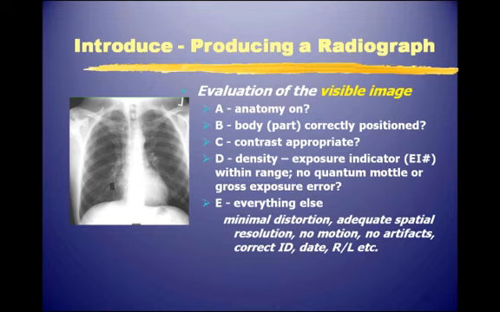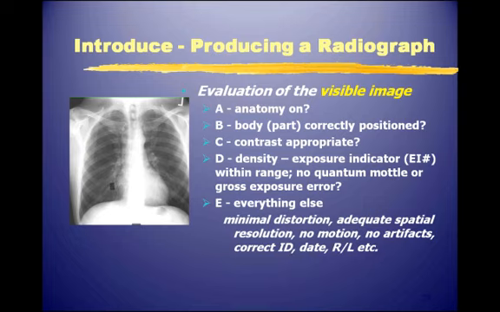Now we're ready to evaluate our image. We're going to recommend this easy method. Your textbook has a bit more complex method, but you want to start out with A. Is all the anatomy on? Well, we can see on this chest image, at least I hope you can see, to the right of the image, which is the left of the patient, that a portion of the anatomy has been cut off.